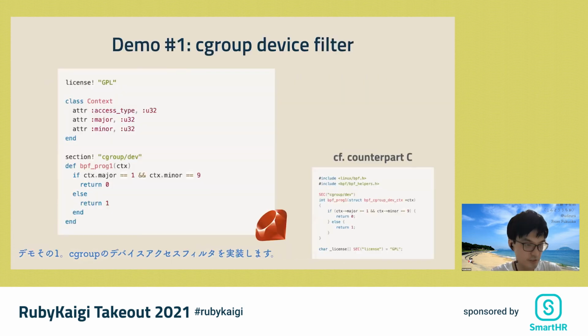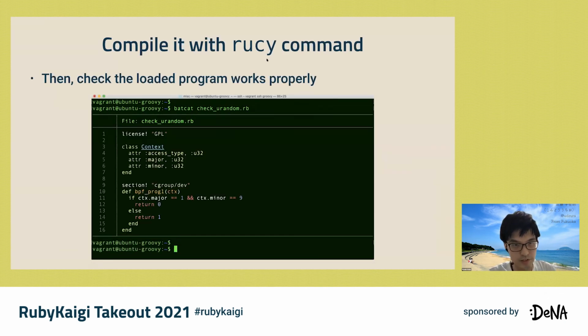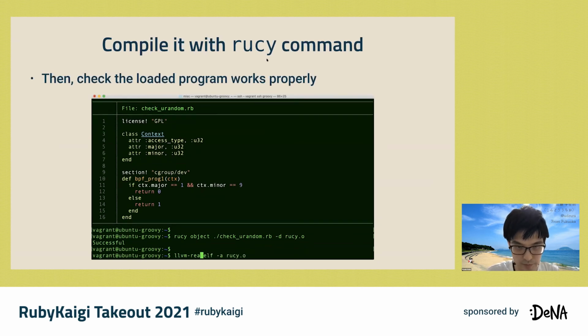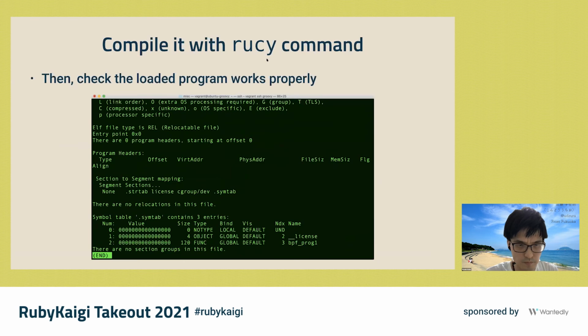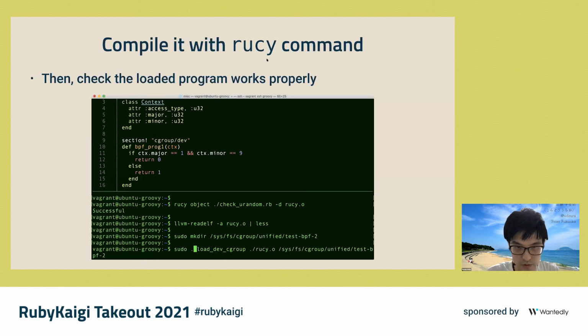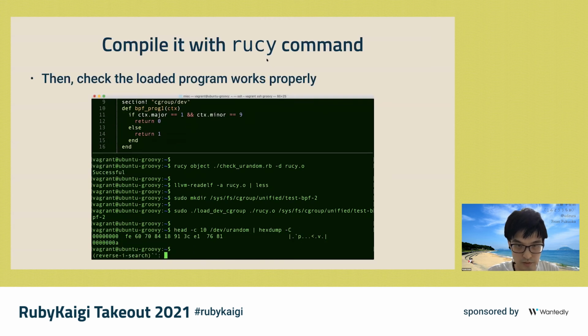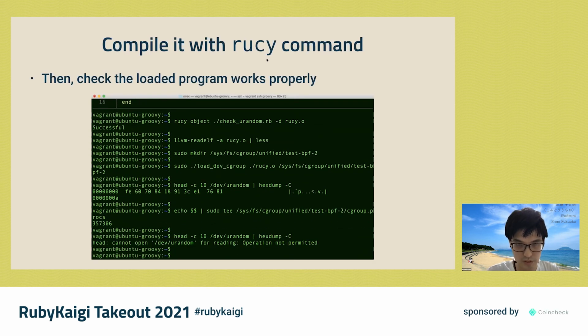Let's take a look at Rucy's demonstrations in action. At first, I'll show the cgroup demo. This is a target Ruby script. This can be compiled with the Rucy command. The generated binary is a valid ELF format. Then, making a cgroup, load this object to the group. Now, a process can access urandom, but after assigning the current process to the group, the urandom is not accessible. This is the filter working.